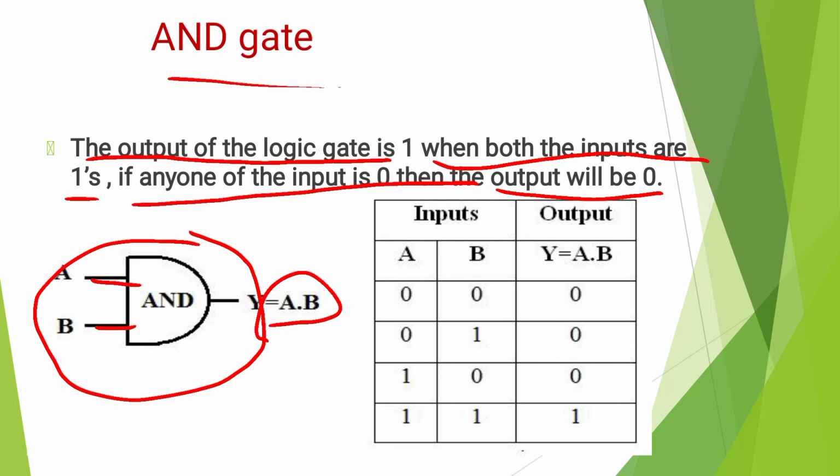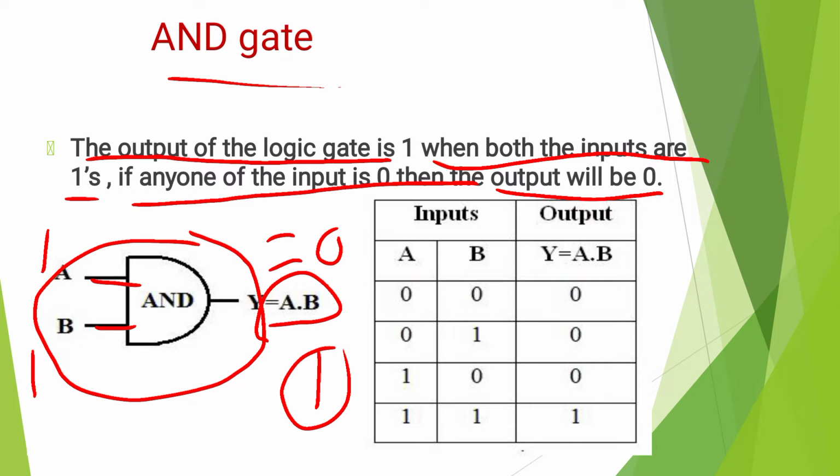AND operation is nothing but simply a multiplication operation. If these two inputs are 1 and 1, we know 1 into 1 is 1, that is output equal to 1. If any one of the inputs is 0, that means 0 into the other term is always 0, that's why we get the output as 0. Which means AND gate is a logic gate which produces an output that is 1 only when both the inputs are ones, and the output is 0 whenever at least one of the inputs is also 0.